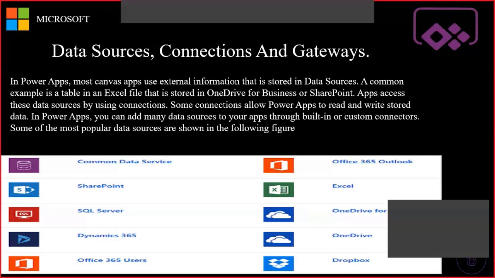What you have to do is provide a gateway. The gateway acts as a middleman, an in-betweener, between your data source and your apps. So the gateway provides reliable communication between the apps and your data source. The gateway sits on the on-premises computer, and then it communicates with PowerApps.